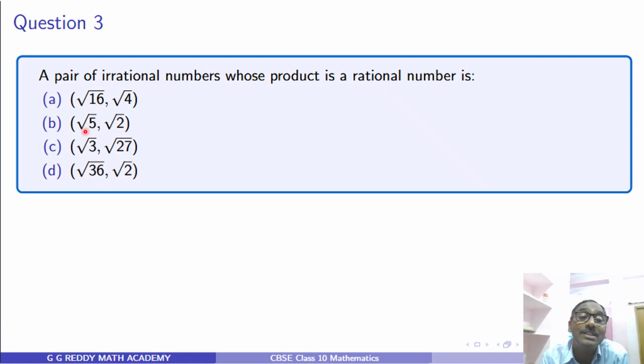Root 5, is it an irrational number? Root 2, irrational number? After multiplication, are you getting a rational number? You have to check it. Root 3, is it irrational? Root 27, is it irrational? Check it. If irrational, you have to multiply and get a rational number. Root 36, root 2. If root 2 is an irrational number, multiply and check whether you are getting a rational number or not. So find the suitable option.